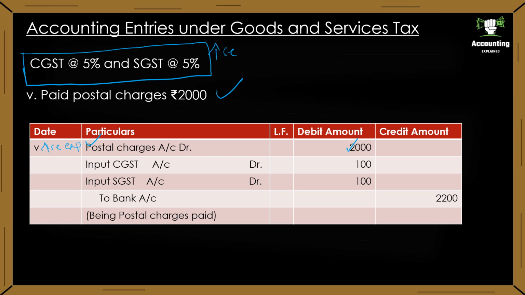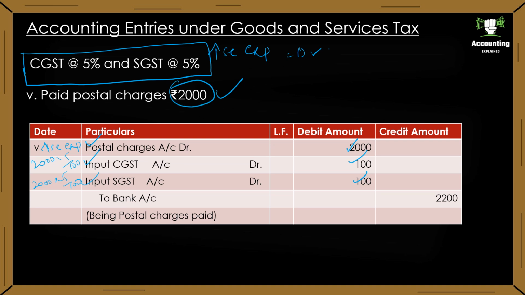It is increase in expense. So you have to debit it. So input CGST is 2,000 into 5 by 100, 100. Input SGST is same, 2,000 into 5 by 100, it is 100. Again they have not mentioned anything. We assume that we are paying by bank.